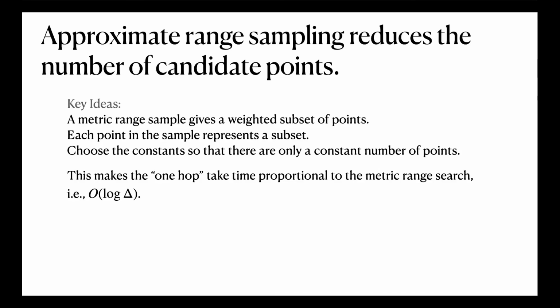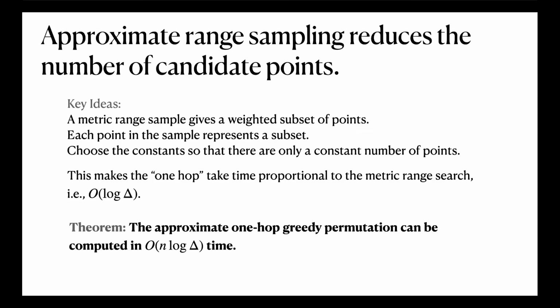search, which is going to only take log spread, because as long as you only choose a constant number of points, you can do this in log spread time using pretty much whatever your favorite hierarchical metric data structure, cover trees, navigating nets, whatever, they all will take roughly the same amount of time. The theorem is that this approximate one-hop greedy permutations can be computed in order n log spread time, because we're going to have this extra log spread term for the range search once per insert, of which there are n of them. So this gives n log spread.